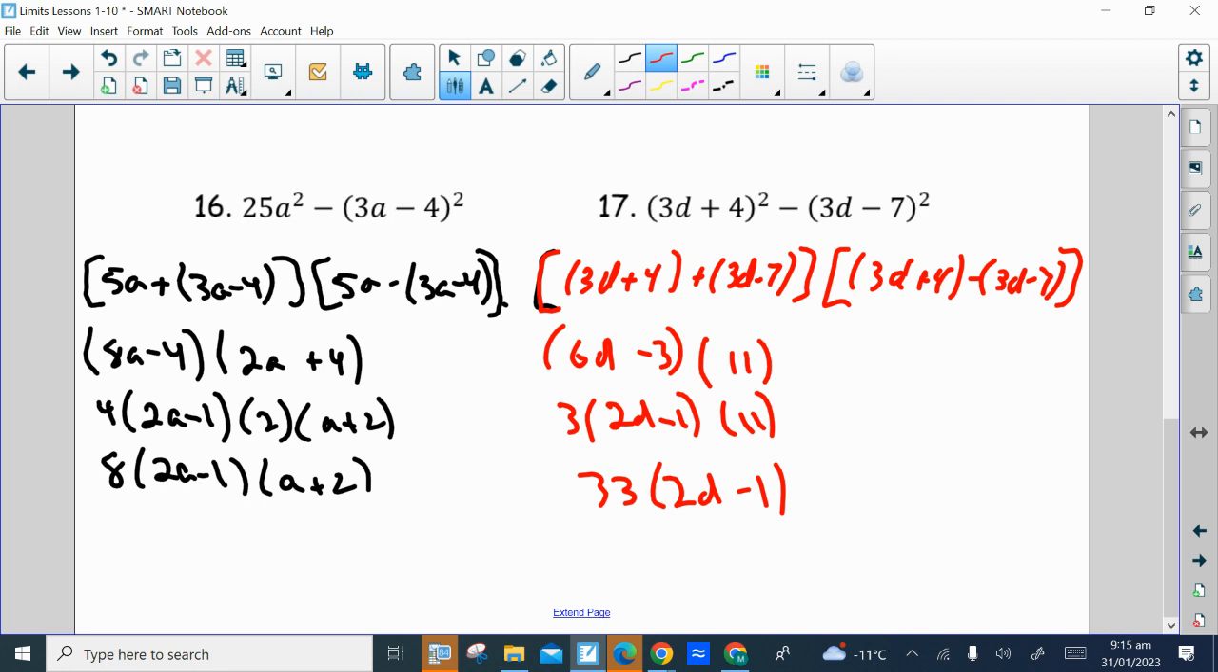And so like we did before, you could check that by squaring both these binomials, subtracting the second expression from the first, and you should get an expression that is equal to what we have written down there.